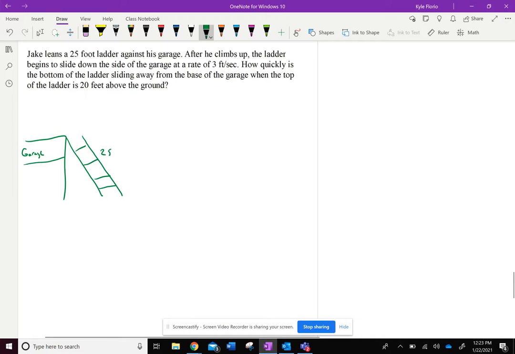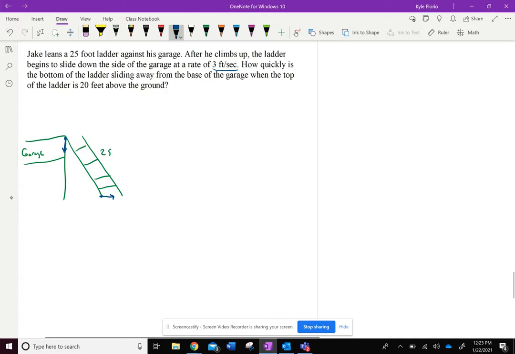After he climbs up the ladder, it begins to slide down. So now the ladder is sliding down, and it's sliding down at a rate of 3 feet per second. We'll label that in a second. How quickly is the bottom of the ladder sliding out away from the base of the garage when the top of the ladder is 20 feet from the ground?